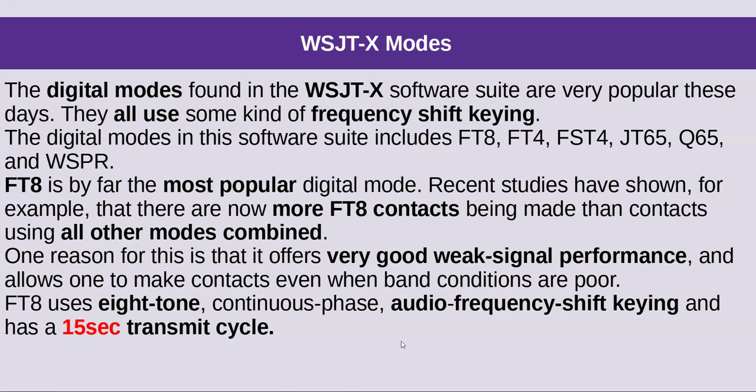FT8, which we mentioned before, uses 8 tones. So each tone is 6 1/4 hertz. They just divided 50 by 8. So a 0 is your 0 hertz plus the offset, and a 1 is going to be 6 1/4 hertz and so on. And they call that audio continuous phase frequency shift keying.